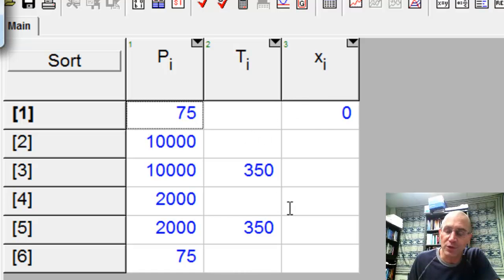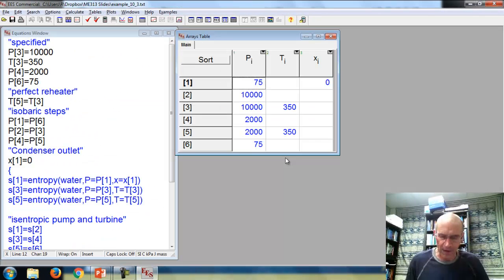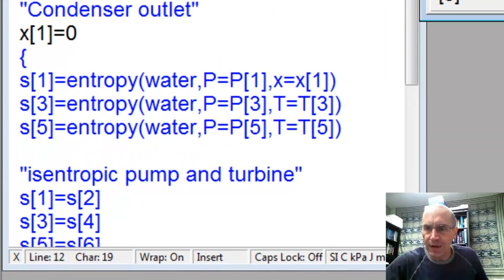3 to 4 is the high pressure turbine. If that's isentropic, that'll be my step there. Same thing, 5 to 6, that's my low pressure turbine. Let's go ahead and look at how we make that modification. Okay, next, I closed that and reopened it here. So this is where we're at. And so now what I'm going to do is add those isentropic steps. So I'm going to do that right over here.